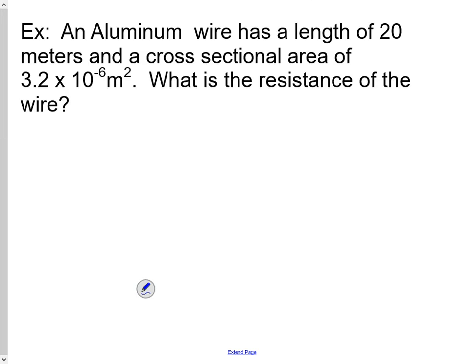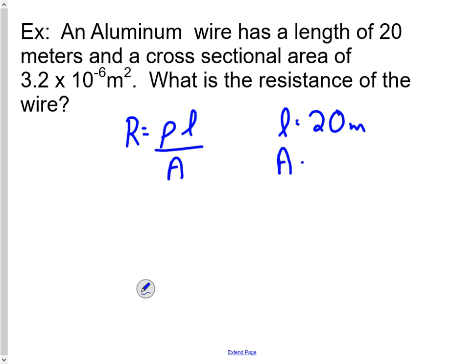We have an aluminum wire with a length of 20 meters and a cross-sectional area of 3.2 times 10 to the negative 6 meters squared. What's the resistance of the wire? So we're going to use our equation. R equals rho L over A. And what do we know? We know the length of the wire is 20 meters. We know the cross-sectional area is 3.2 times 10 to the minus 6 meters squared.